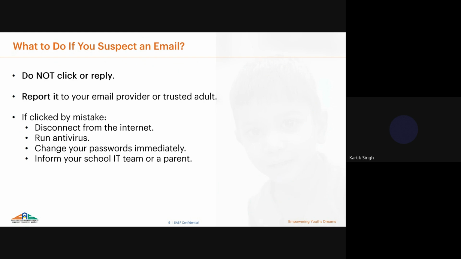Now, what to do if you suspect an email? Do not interact with it. First of all, if you have opened it, do not click on reply, or do not download any kind of attachment from it. Report it to your email provider or a trusted adult. If clicked by mistake, disconnect from internet, run antivirus, change your passwords immediately, inform your school, IT team, or parent.